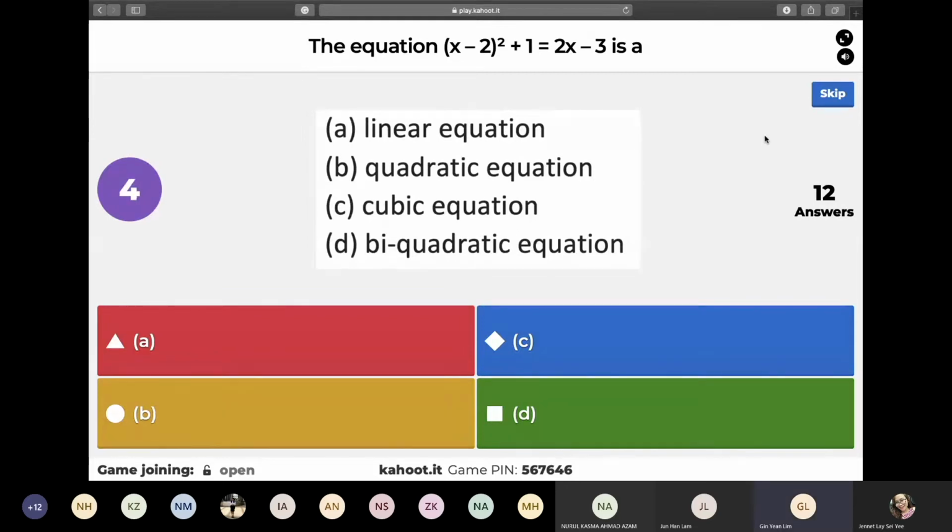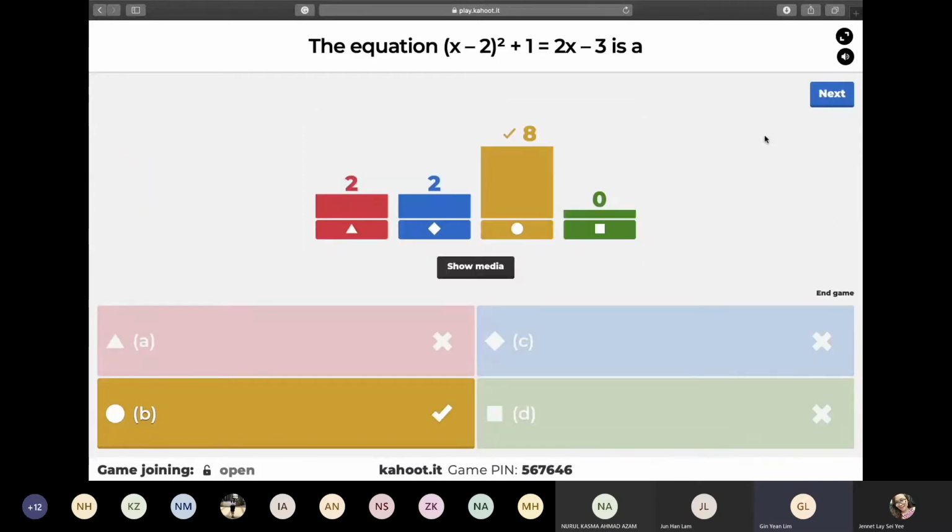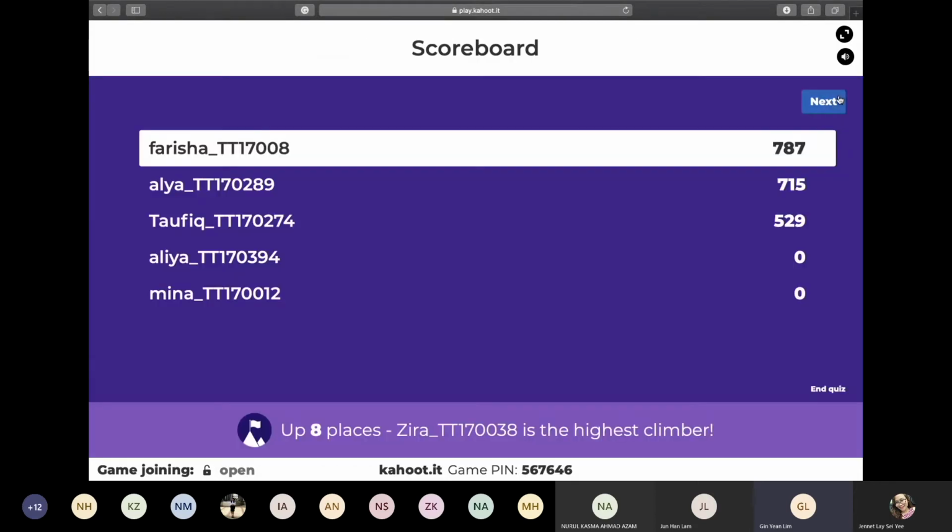I'll give you a tip. You need to expand it. Yeah, so the answer is B. We have 8% who get it correct. Congrats. Wow, Farisha is still the top and Alia the second. Adam, Bill, and Mina. Congrats.